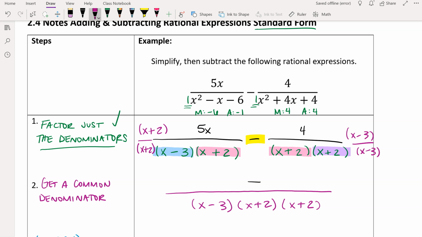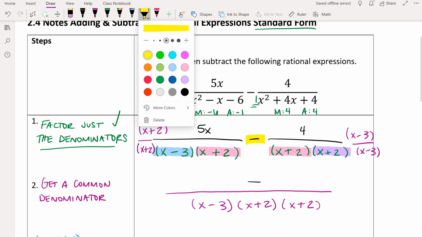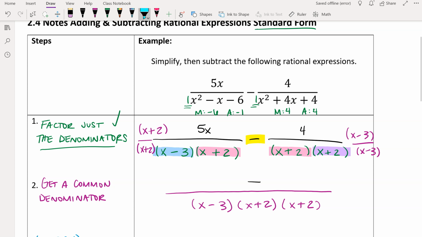Cool. So now that we have that, we can go ahead and write what's on top, what's in our numerator, next to the factors that we're multiplying by. So what am I talking about? I'm going to write 5x and x plus 2 in my numerator on the left-hand side. I like to put the 5x in front, x plus 2. And then I'm going to write 4x minus 3. Sweet. So we are done with step 2 now. We have gotten a common denominator.